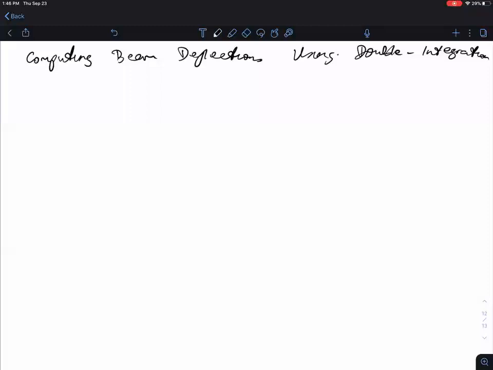In a previous video, we established the differential equation that defines the relationship between moment and curvature. That equation says the second derivative of the transverse displacement with respect to x, which is also the curvature, is equal to M over EI. M is the bending moment in the segment, E is the elastic modulus, and I is the moment of inertia.